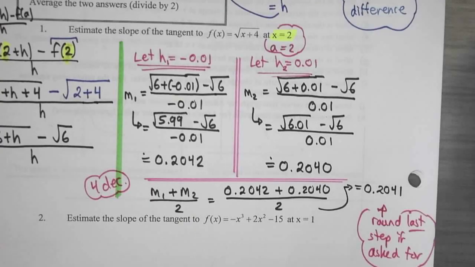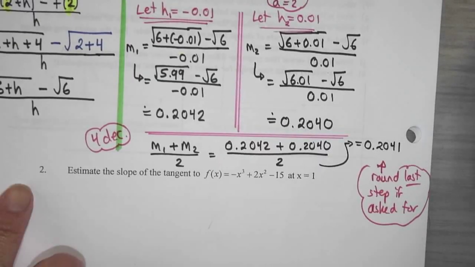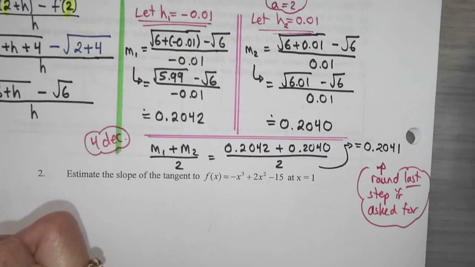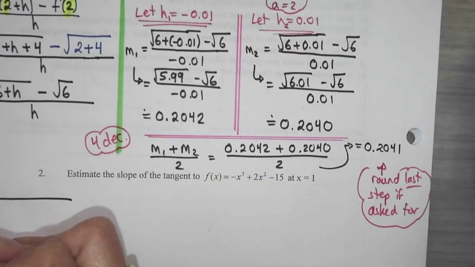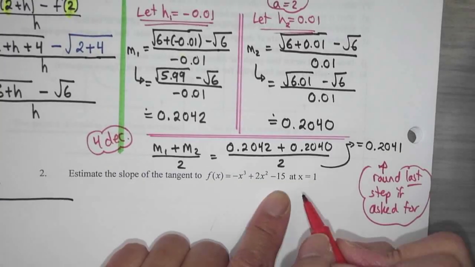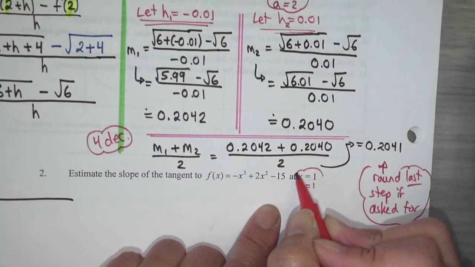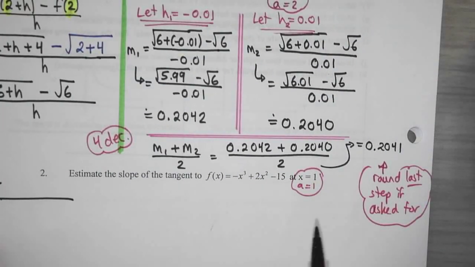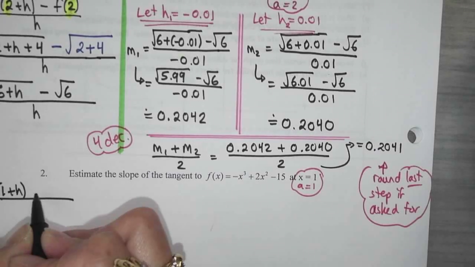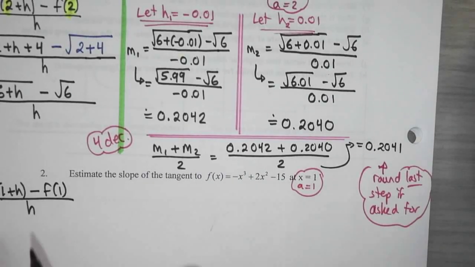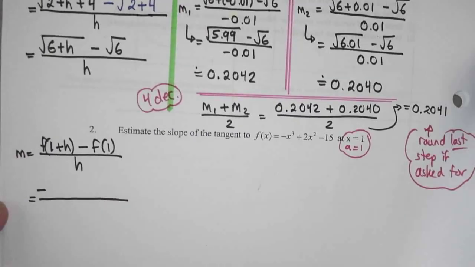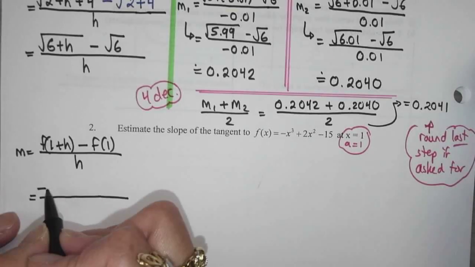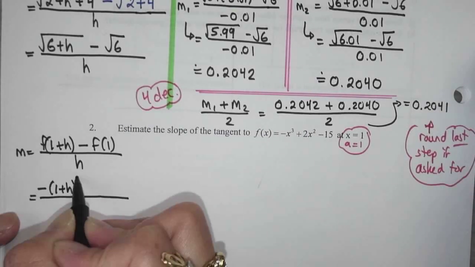Okay. The next one, let's try it again. So we're going to do the formula. M equals f at, and remember this is a, right? So that's a is 1. So we're going to go a, so it'll be f at 1 plus h minus f at 1, all over h. And you're going to plug this in. Now, the reason why I want to show you this is because you go, how far do you want me to simplify it? Not very much. So think about what we're going to be doing.